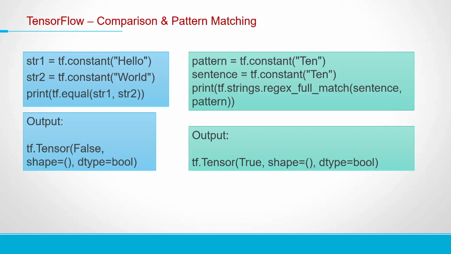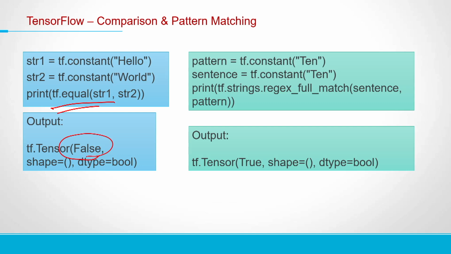Okay. Moving on to the next example, how TensorFlow can be applied for comparison or pattern matching. If I see the first code here, hello and world are taken as string constants, and I have called a function called equal. I just compare string 1 with string 2, and if they are the same, we will get a value of true. As the input values supplied are hello and world, which are contradicting words, we got the output as a false statement.